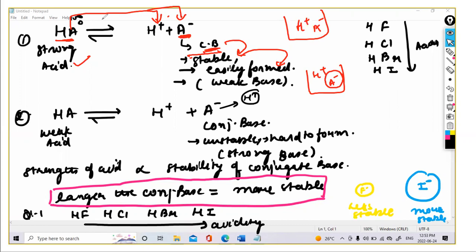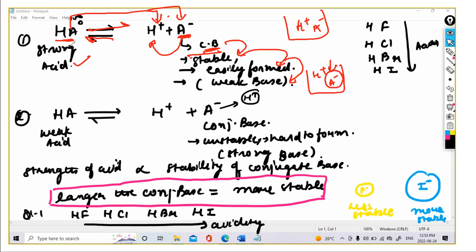Because this is an equilibrium reaction, this A negative will not be very desperate to go ahead and react again with this H positive to form HA. So the equilibrium will lie more towards the right. The forward reaction is more favored as compared to the backward reaction. We call this a weak base because it is not very reactive. It is very silent, very calm, stable. So it is a weak base.